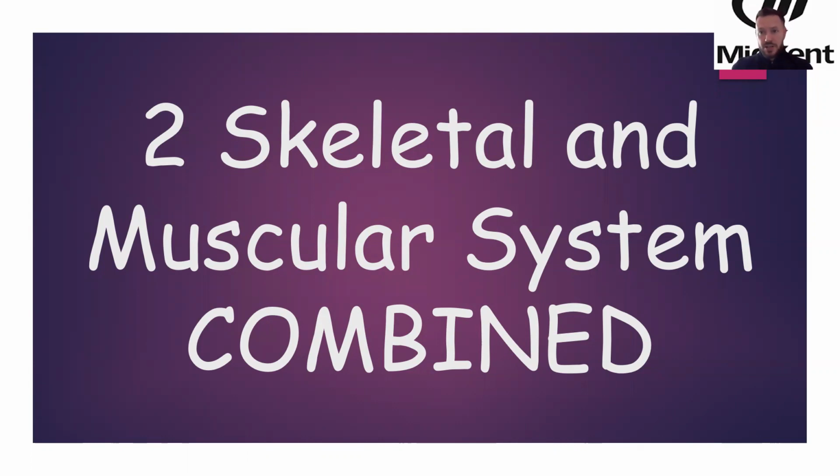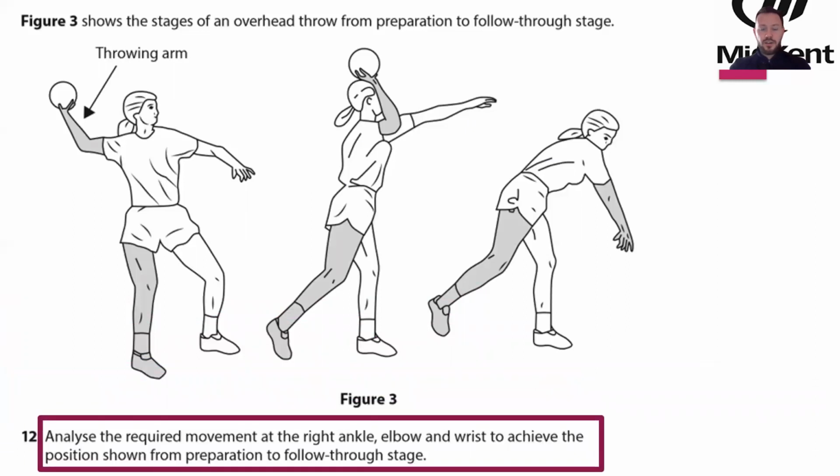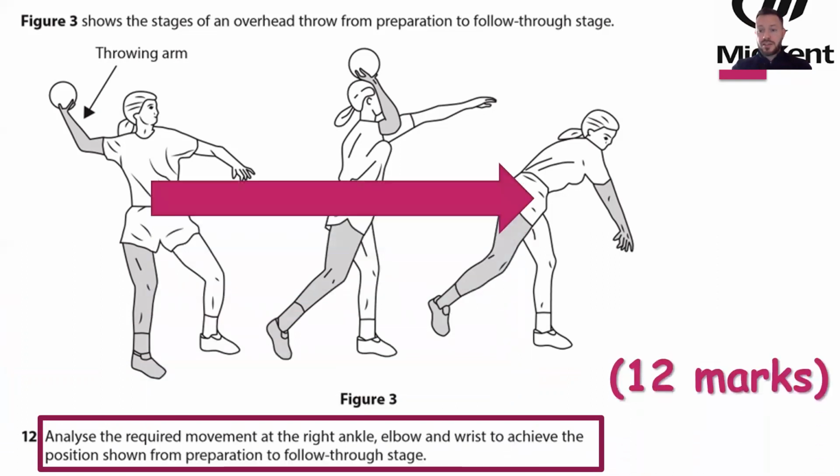How to spot this question. It can look very similar on face value to just the skeleton question. But if you hone in and focus your eyes on the actual question itself, it says analyze the required movement at, in this case, the ankle, elbow, and wrist. If it doesn't specifically say skeleton, it's asking you for the skeleton and the muscles. So if it just says the required movement, it means bones and muscles. Another indicator that it means bones and muscles is the marks that are available as well.